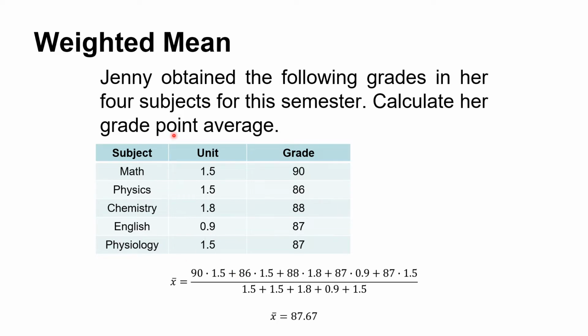To calculate the weighted mean, you multiply the grade with the unit, 90 times 1.5, and you add all the multiplications of grade and unit for each subject, 86 times 1.5 plus 88 times 1.8, and so on. Once you total up the multiplications of grade and unit, you divide it by the total number of units. Therefore the average score for Jenny is 87.67. This is called the weighted mean.